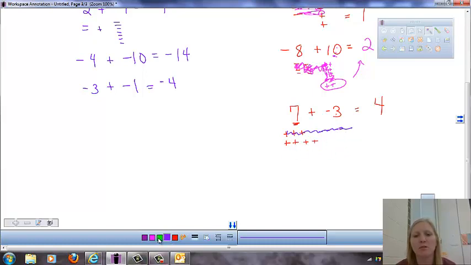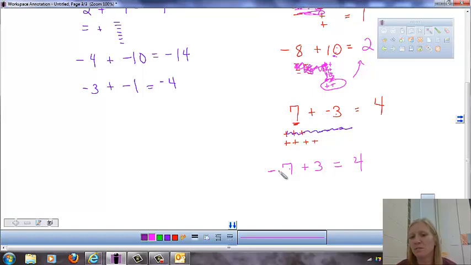Now I'm going to switch that around and see if you can handle one like this. What if I made it negative 7 plus 3? Ooh, that one's different. You still subtract. What is 7 minus 3? It's 4. But this time, the bigger number has the negative.